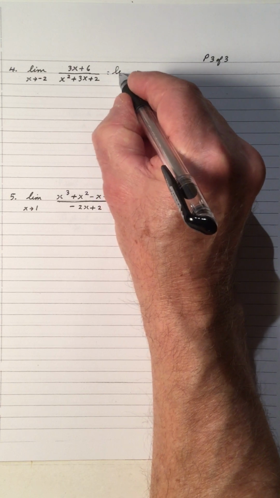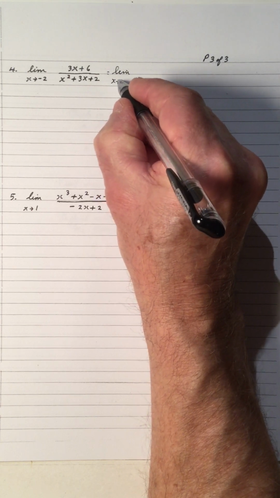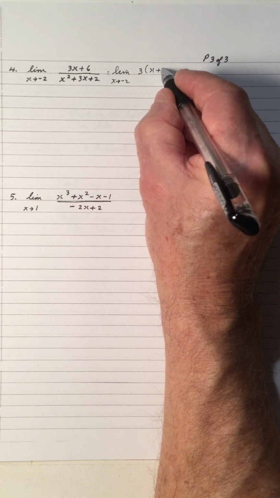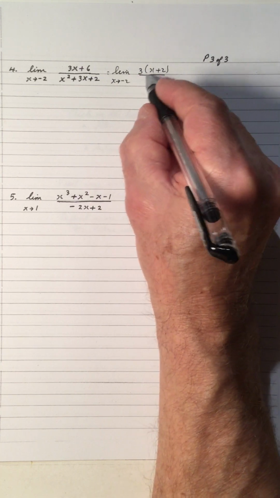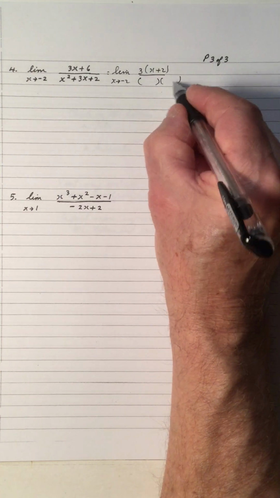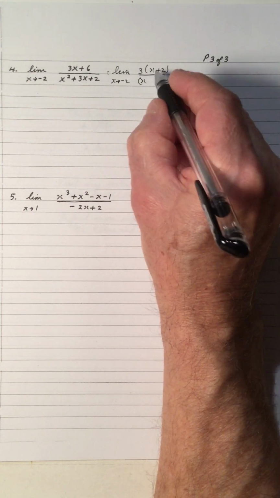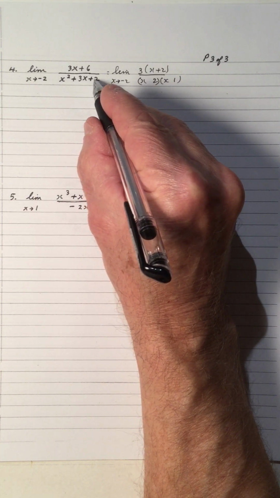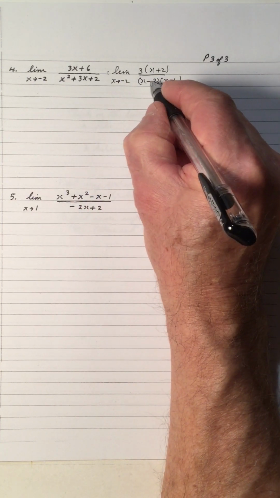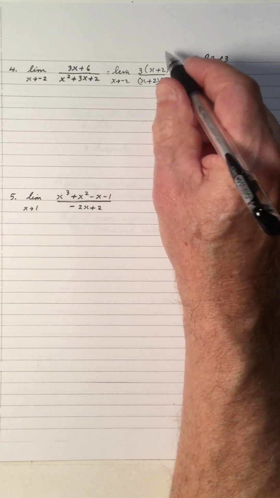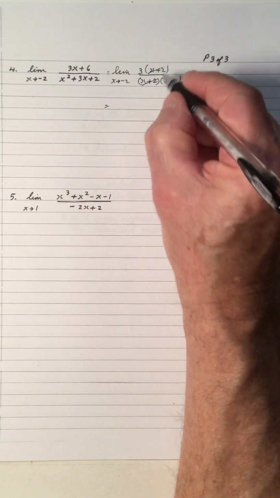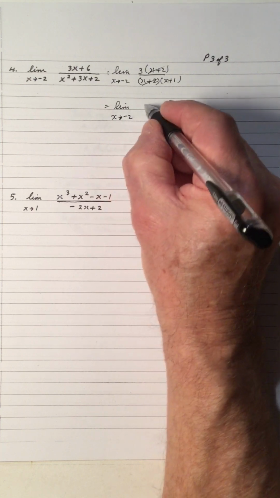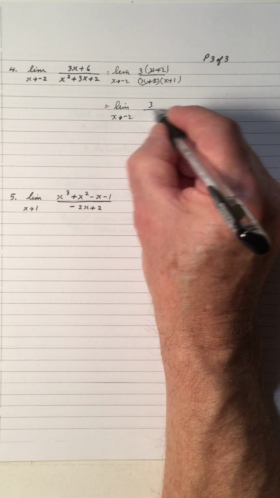So the limit of, we have to think, can we factor? I see a 3 common on the top, 3 outside of x plus 2. On the bottom I've got a quadratic, hopefully factorable, x and x, 2 and 1. Product is 2, sum is 3, so it's got to be 2 pluses. So the x plus 2's cancel out, so I've got the limit as x approaches -2 of 3 over x plus 1.